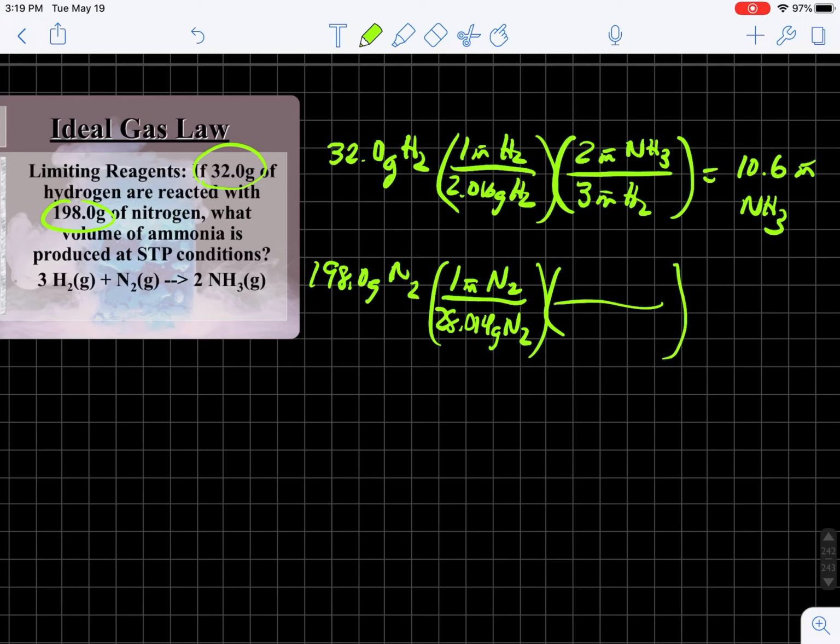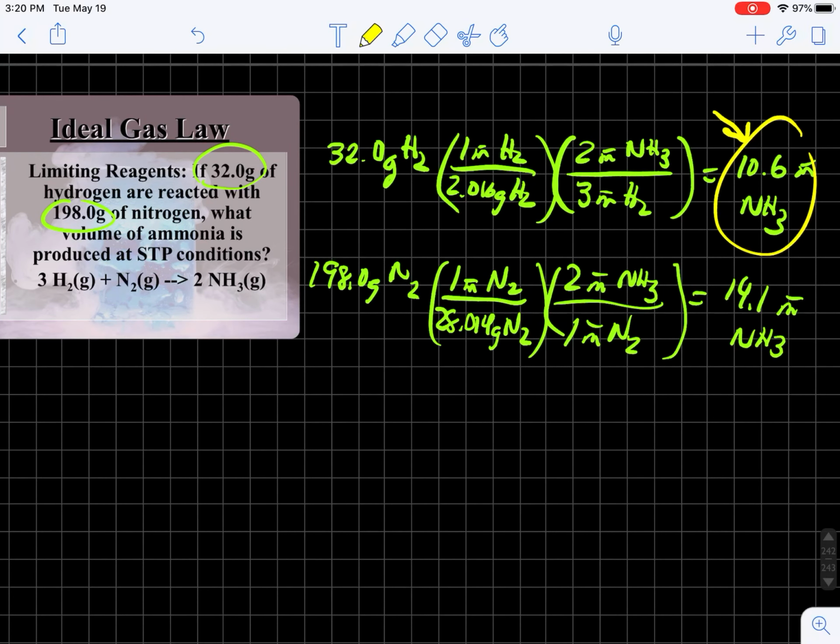According to the balanced equation, 1 mole of nitrogen produces 2 moles of ammonia. So we can do 198 divided by 28.014 times 2. And I get 14.1 moles of ammonia. So my limiting reagent is going to be the one that produces the least amount of product. So this is my actual yield, and this is the chemical that is limiting that yield. We run out of hydrogen.